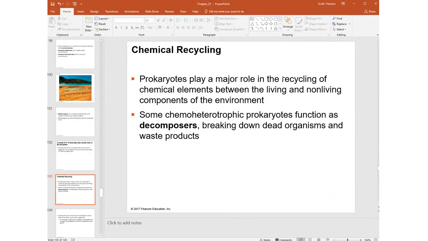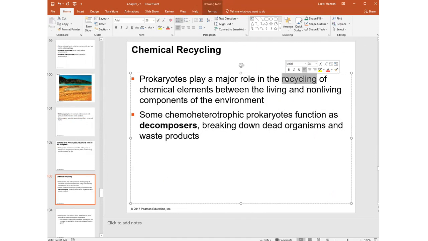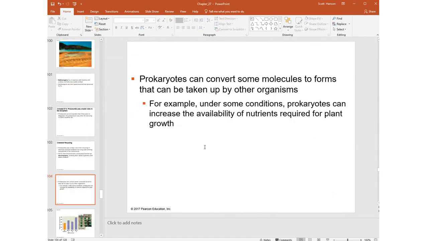So they play a major role in recycling of chemical elements between living and non-living parts of the environment. And so the chemoheterotrophs. Remember, chemo is chemical, hetero is other, and troph is feeding. The chemoheterotrophs then are decomposers, and they break down dead organisms or parts of organisms, and also waste products as well, so the nutrients can be recycled through the environment and the ecosystem. They can convert some molecules to forms that can be more easily taken up and used by other organisms.